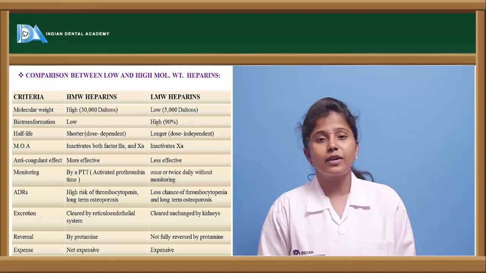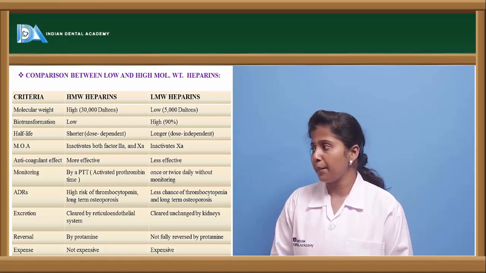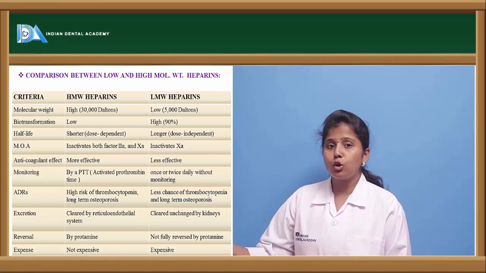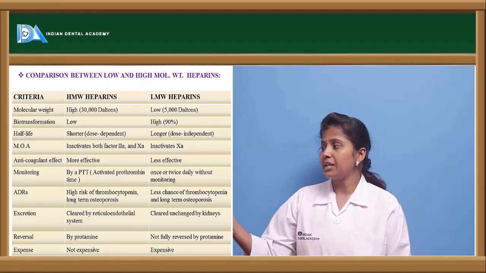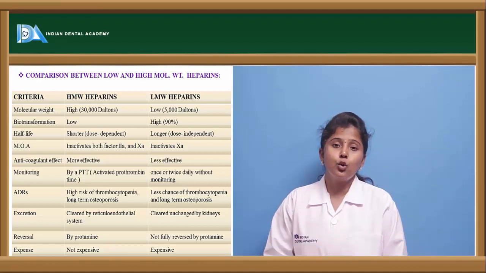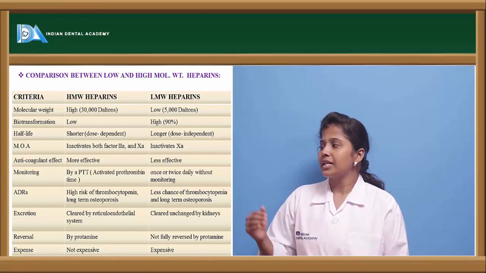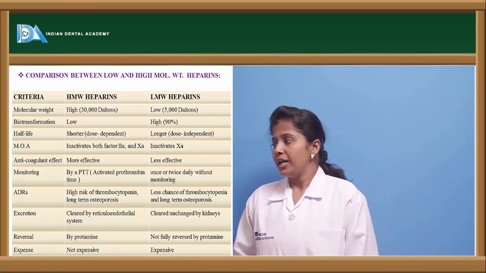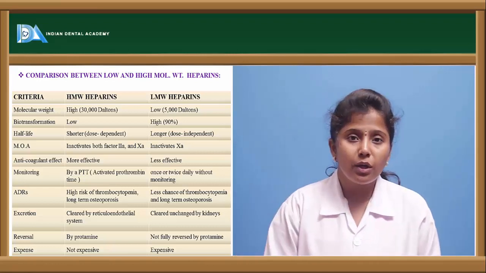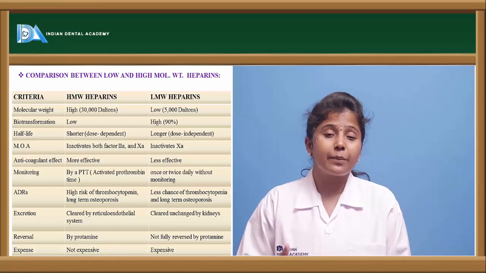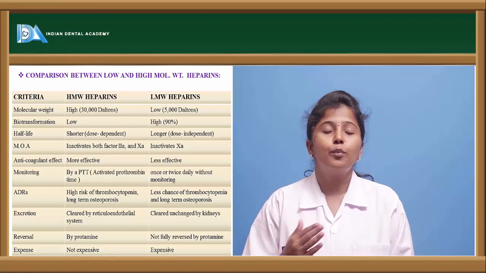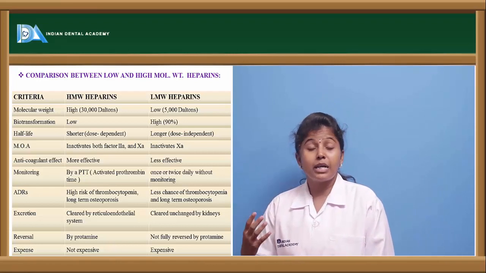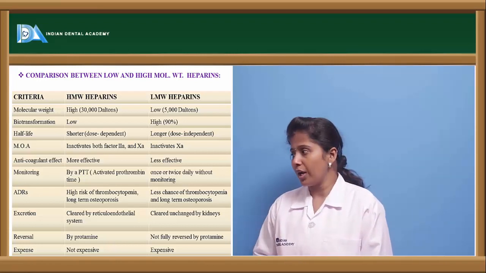And the half-life of high molecular weight heparin is short when compared to low molecular weight. As for the mechanism of action, high molecular weight heparins act by inhibiting factors like 2A and 10A, whereas low molecular weight heparin inhibits only the 10A factor. And when compared to low molecular weight heparin, high molecular weight heparins are more potent to prevent coagulation. In the sense, they have more capacity to prevent the coagulation.